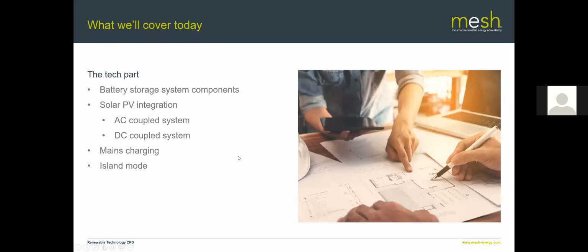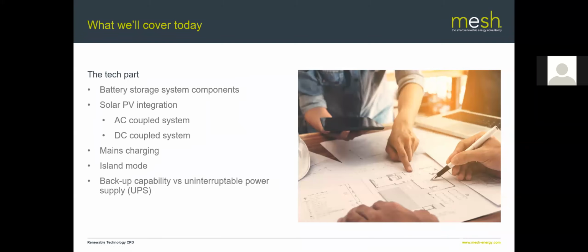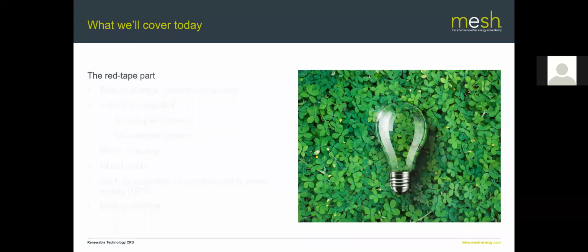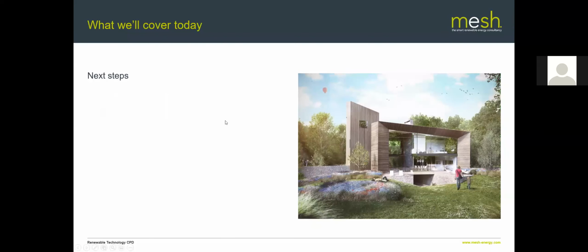Then we're going to look at island mode, and then also backup capability, and how a typical home battery storage system differs from an uninterruptible power supply UPS system. Then a little bit about the controls that a user might see, before we dive into some of the regulation and what I've called the red tape part. So around DNO permissions, so that's the distribution network operator permissions. A little bit about the case for investment, and also about time of use electricity tariffs.